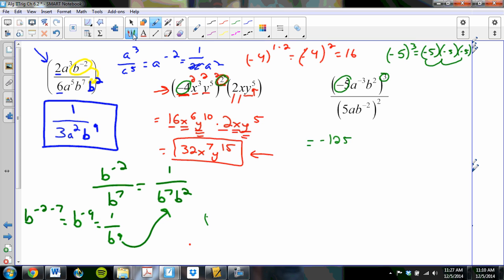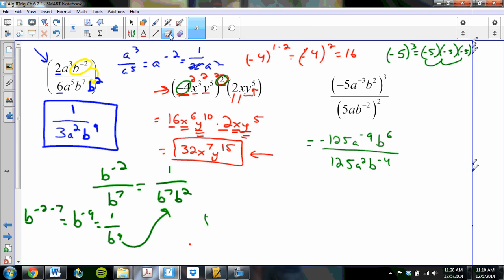A to the negative 3 to the third is a to the negative 9th. B to the second to the third is b to the sixth. I can't move things around in this problem without getting rid of those parentheses first. So you might have tried to move this a to the negative 3 down. You can't do that because it's buried in this parenthesis. You have to do the order of operations. On the bottom, I'm going to get 125 a squared b to the negative fourth. 25, not 125, 25. I get so excited I'm wrong. You're like, I got you now.